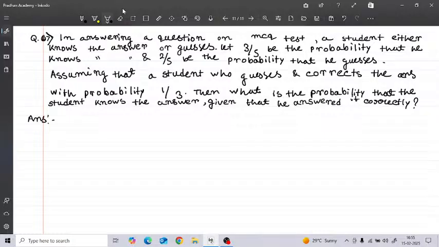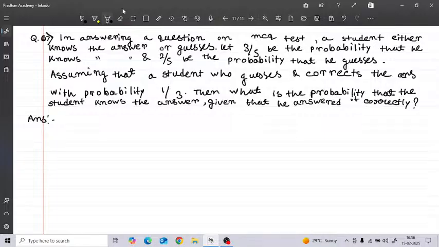Now let's read the question: in an MCQ test a student can know the answer or guess it. These are the two cases. The probability of the student knowing the answer is 3 by 5 and the student guessing the answer is 2 by 5. Now the probability of a student who guesses and answers correctly is given by 1 by 3. Now we have to find the probability that the student knows the answer given that he answered correctly. So let's find the probability.